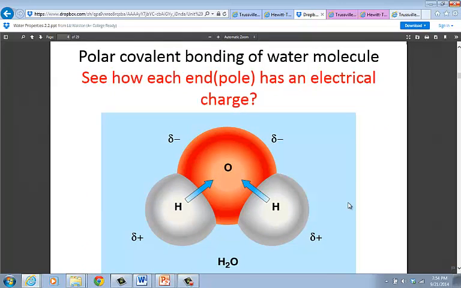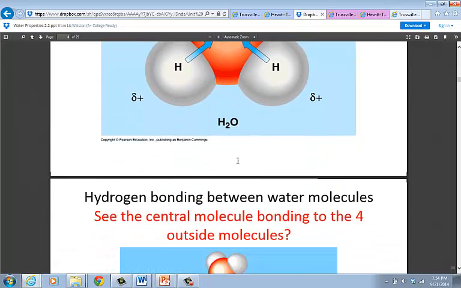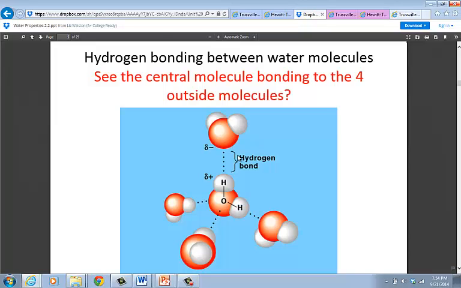All right, so remember we talked about water being polar covalent. So the covalent bonds, that's the sharing of the electrons, and polar because of the charges. So it's got partial negative for the oxygen and partial positive for the hydrogen. Now, this hydrogen bonding occurs between the water molecules.